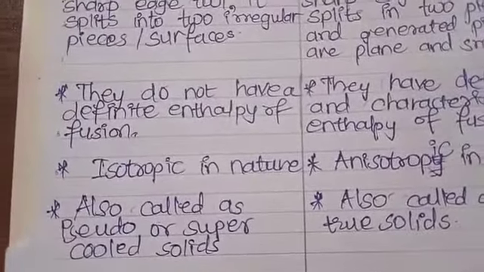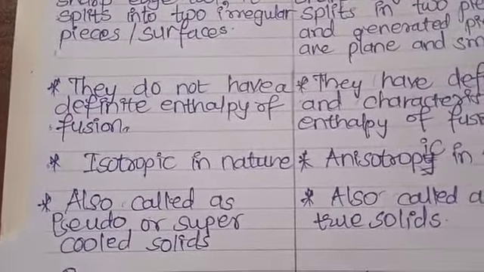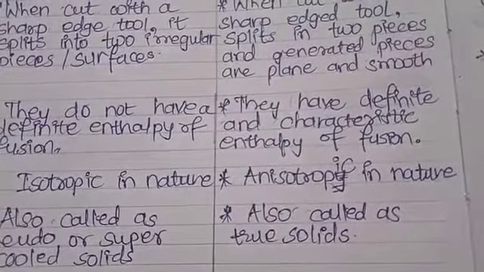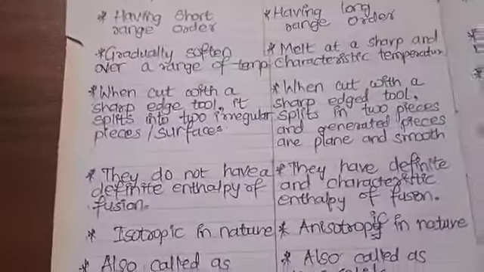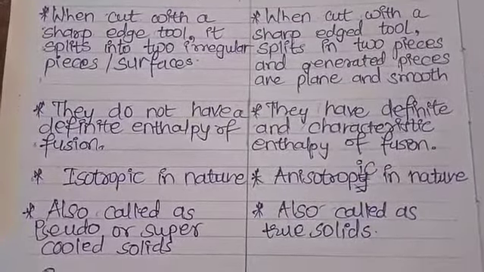Next, amorphous solids do not have a definite enthalpy of fusion, right? They do not have any fixed energy. And crystalline solids have a definite characteristic enthalpy of fusion, as we have seen that amorphous solids are isotropic in nature and crystalline solids are anisotropic in nature.